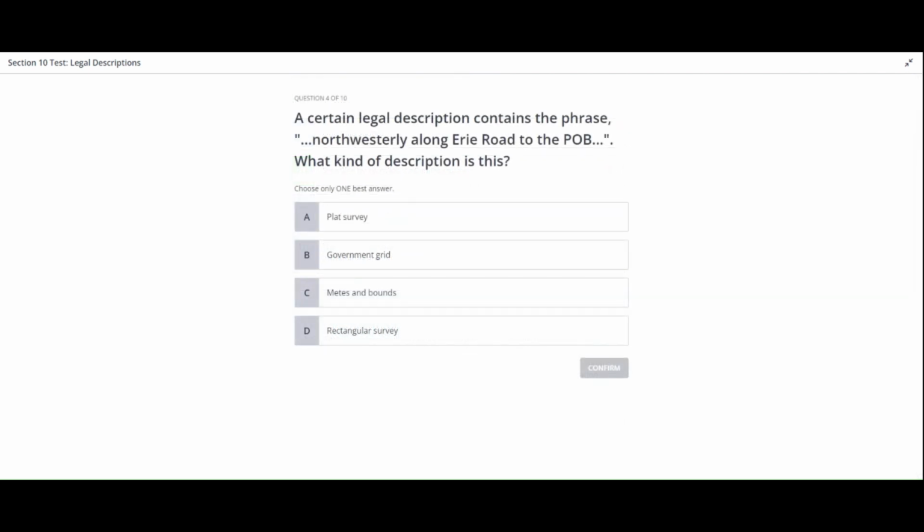Alright, question number 4. A certain legal description contains the phrase, northwesterly along Erie Road to the POB. What kind of description is this? A. Plat survey. B. Government grid. C. Metes and bounds. D. Rectangular survey. Take your time to think about the options.